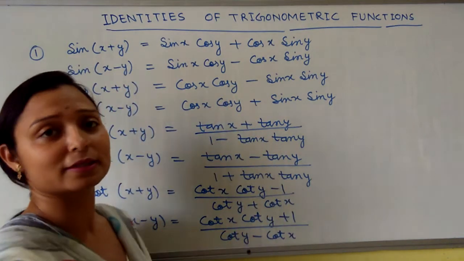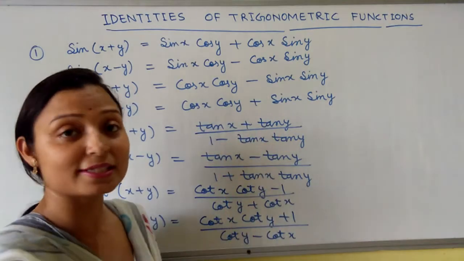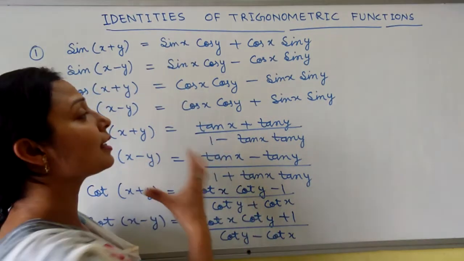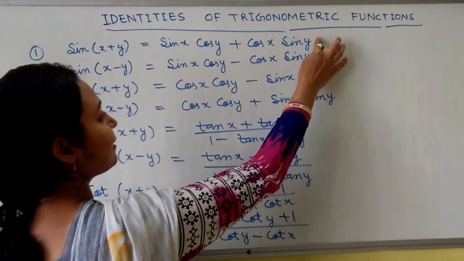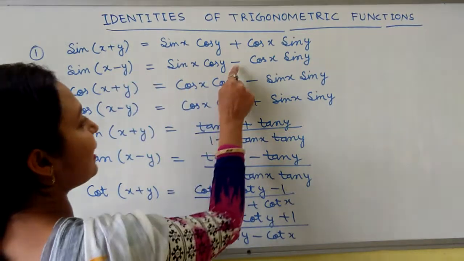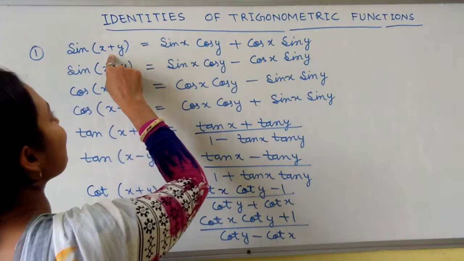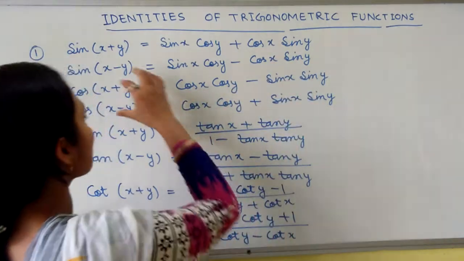So how to learn these identities? This is only the first type of identities. The learning of these identities is very easy. Both are the same, only the signs are different. If there is a negative sign in between, there is a negative sign. If there is a positive in between, there is a positive sign. Okay, come to these two identities.